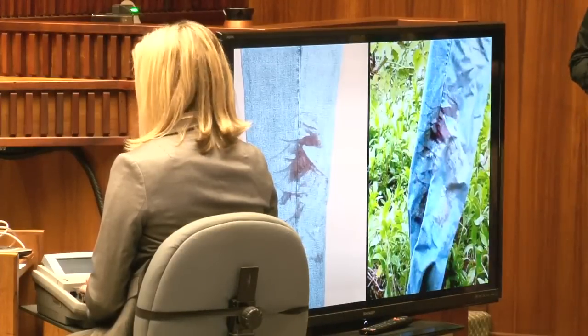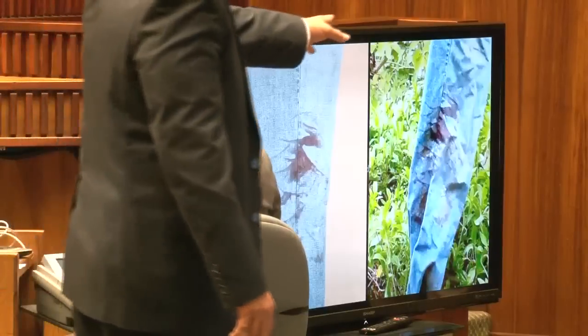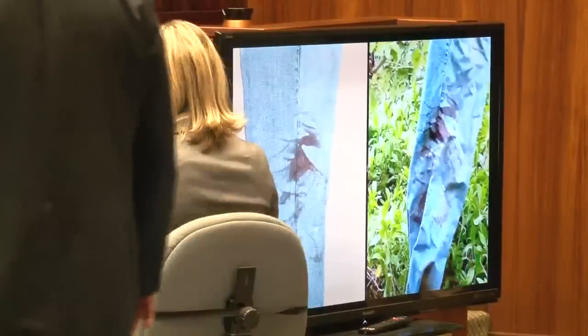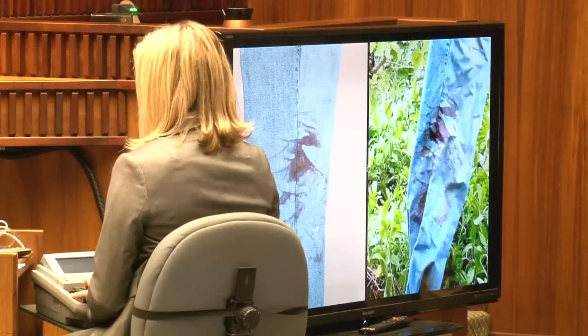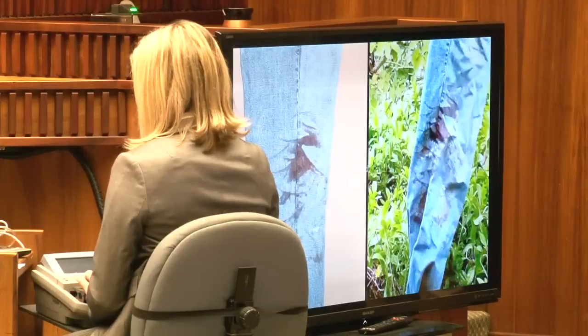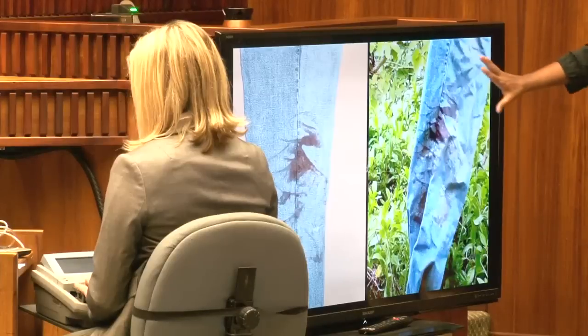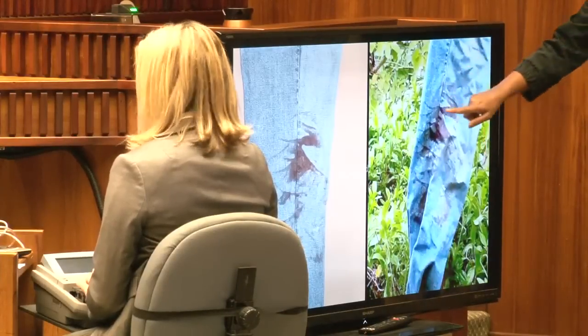Now, do you see any shapes in this pair of jeans? I'm speaking to the same pair, but turn your attention to the photograph to the right of the screen. Do you see any pattern there where you would have an opinion that it could be a condom? Not in my opinion, because this shows a lot of folds, and this is consistent.